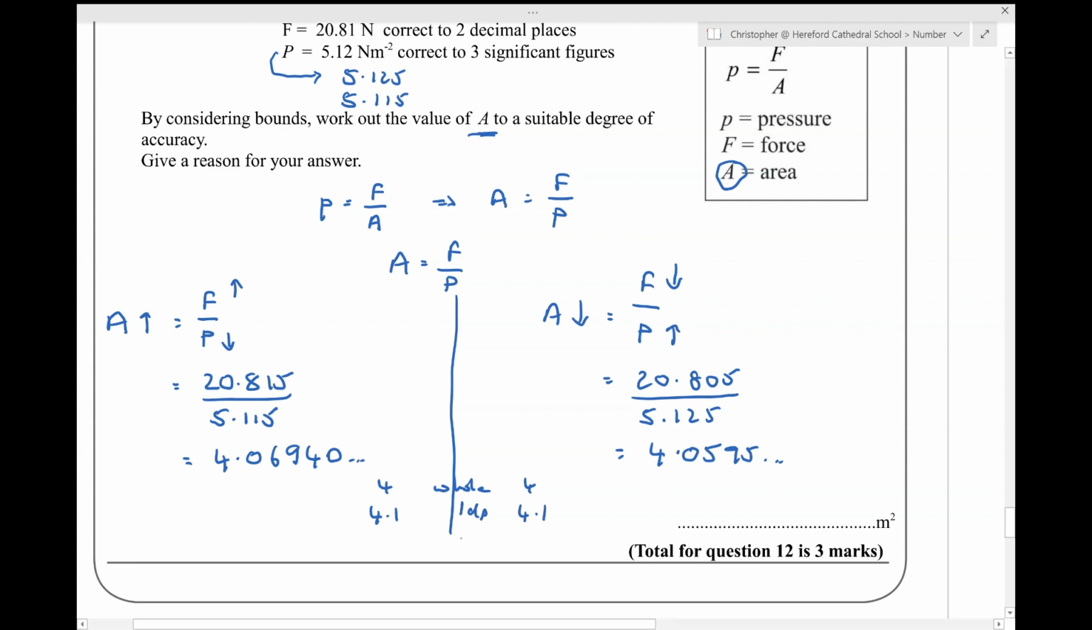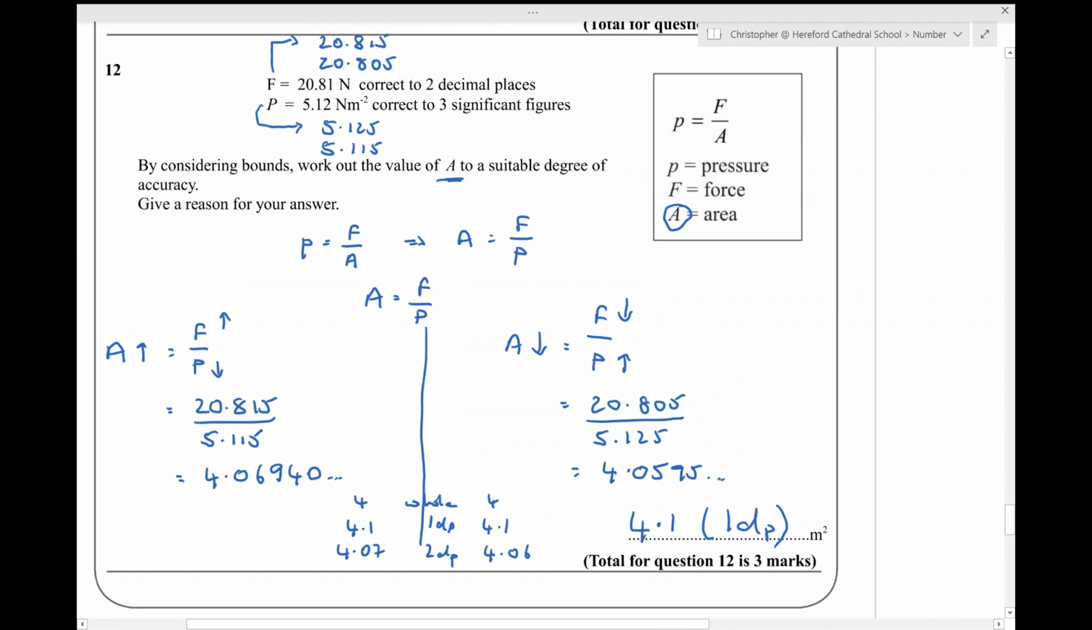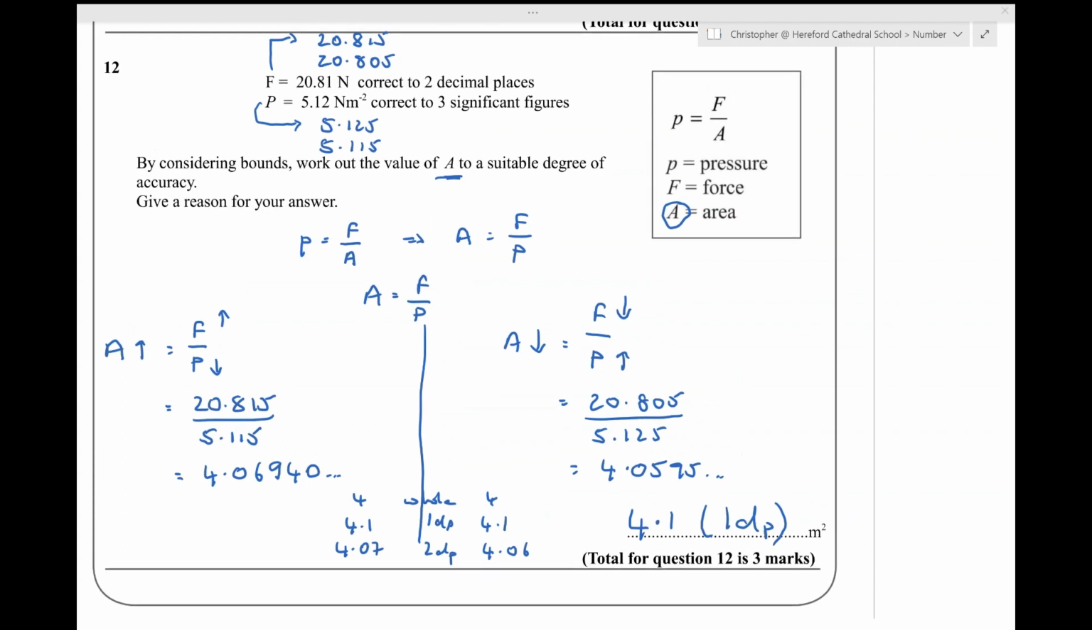Let's see if I can tell you for sure what A is to two decimal places. Well, on the left-hand side, I get 4.07. And on the right-hand side, I get 4.06. So I can't tell you for sure the value of A to two decimal places. So what can I tell you about A? I can tell you for sure that it's 4.1 to one decimal place. But any more than that, I cannot say for sure. And that is question 12 finished.